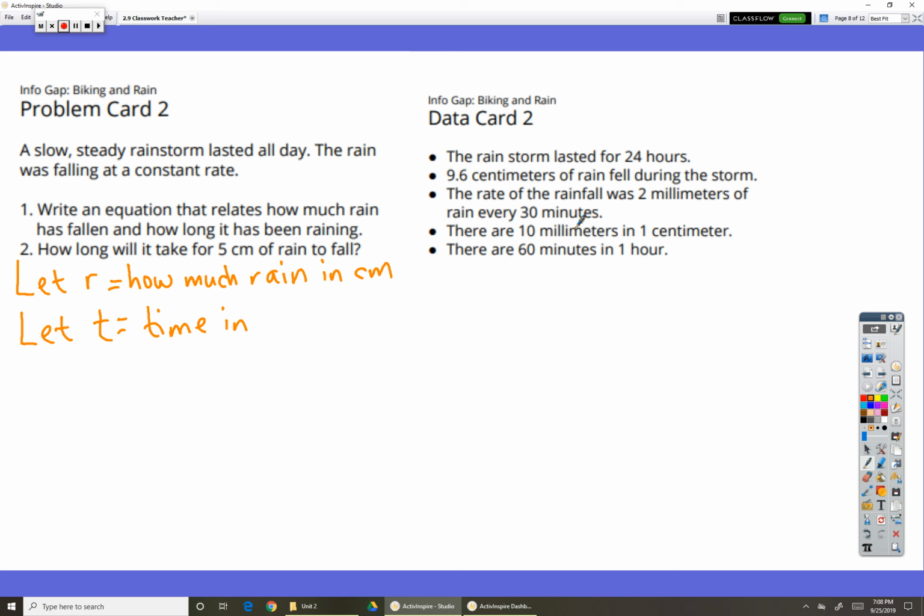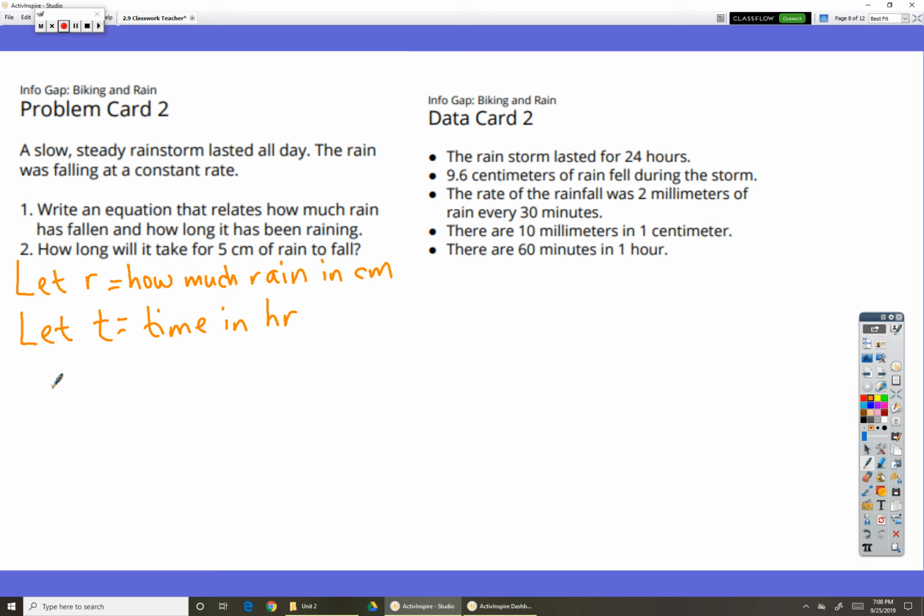So I have some things here. I have the rate being 2 millimeters of rain every 30 minutes. And then I have the time. I have here that it lasted for 24 hours. And it's telling me that there's 60 minutes in an hour. So I'm not sure. I think I'm going to do time in hours. I probably could choose to do time in minutes as well and then maybe convert to hours later, but I'm just going to go with time in hours because I think it's going to take a pretty long time for this rain to fall. Okay, so let's write an equation first.